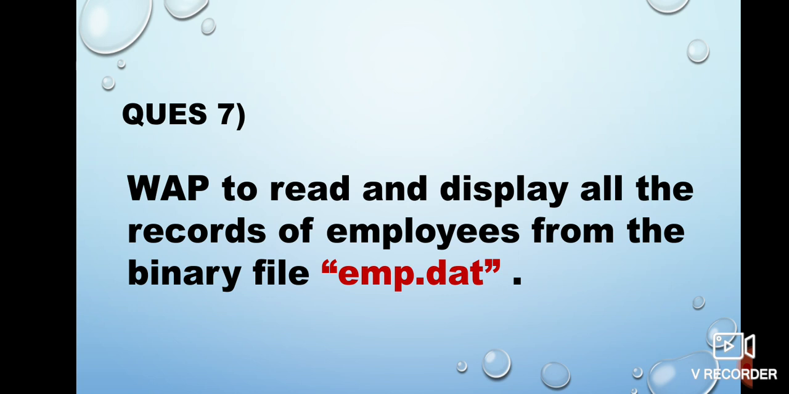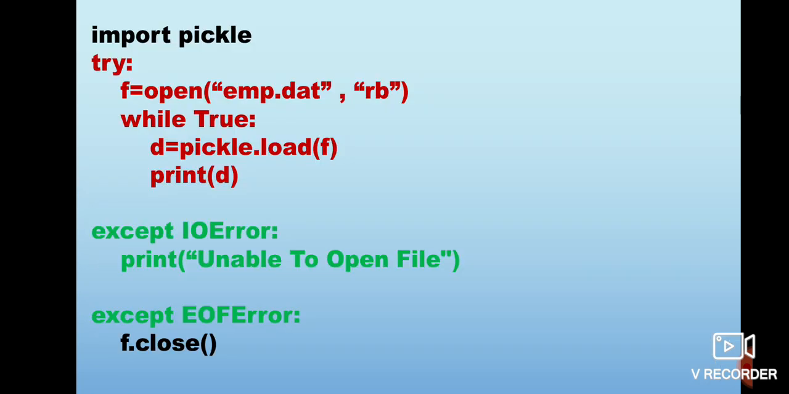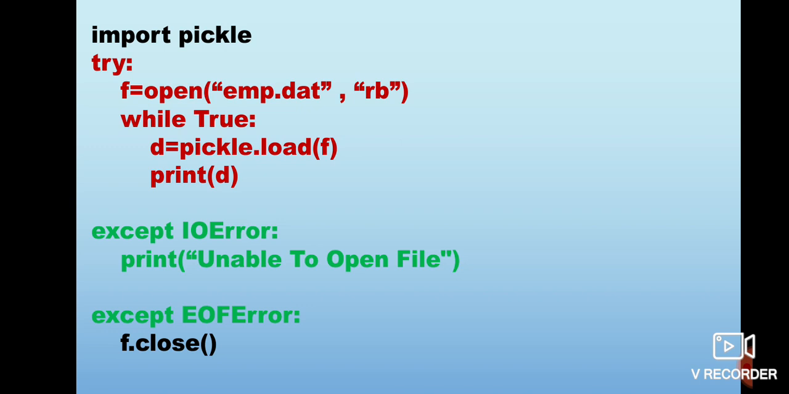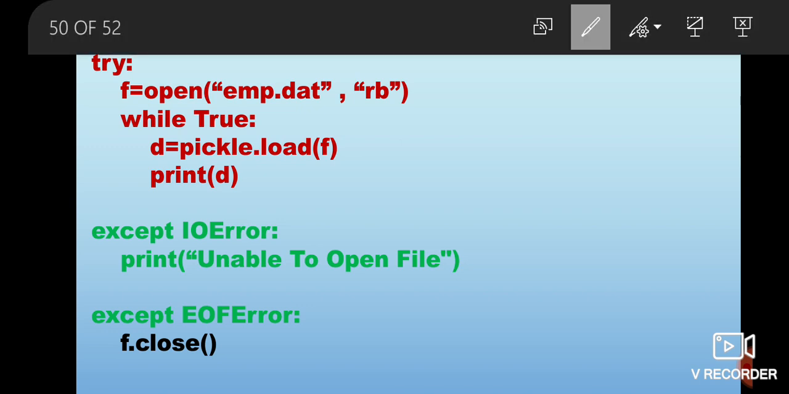So the next question is: write a program to read and display the records of employees from the binary file emp.dat. So you know how to read the contents. Simply import the pickle module, and then open the file in reading mode. Then run an infinite loop.